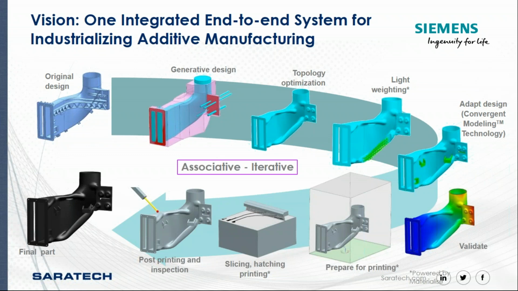In fact, I'll talk about the top part of this picture, pretty much all of that in more detail here in a minute. But we also have lightweighting, so lattice structures have been integrated. We have a really awesome system called convergent modeling for adapting those designs as the needs change. And then we've got integrated systems for validation, preparing for printing, doing all the hatching, slicing, and actual export to the printers themselves. And we've always had post-processing inspection CAM systems for removing support structures and stuff like that.